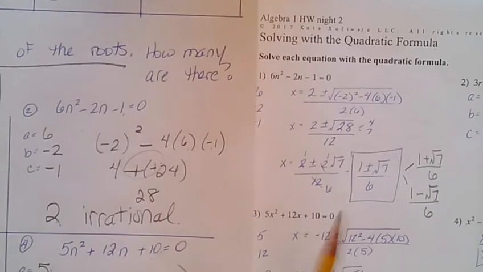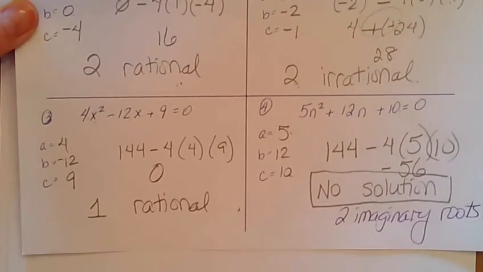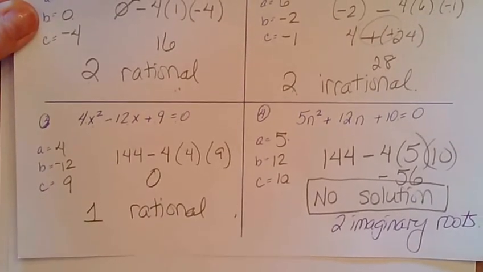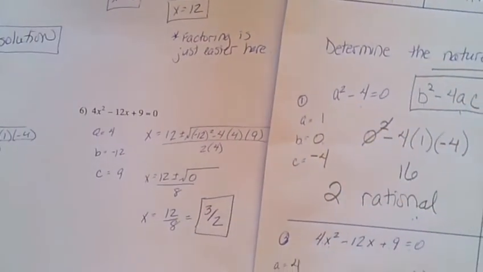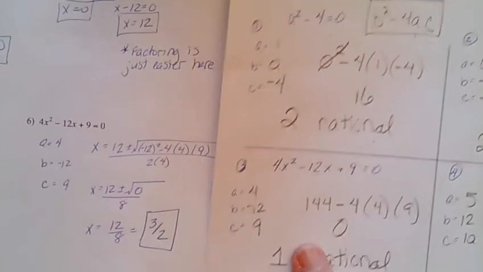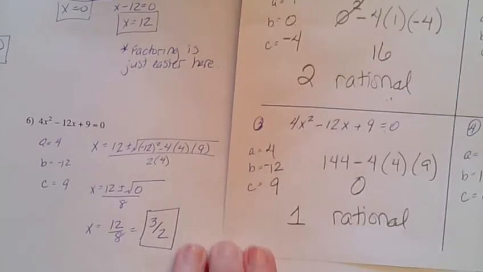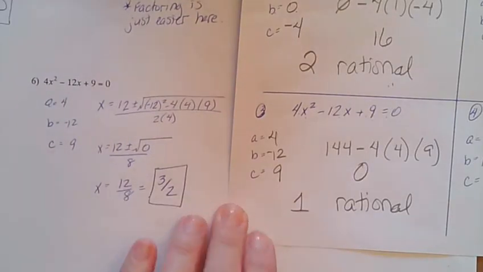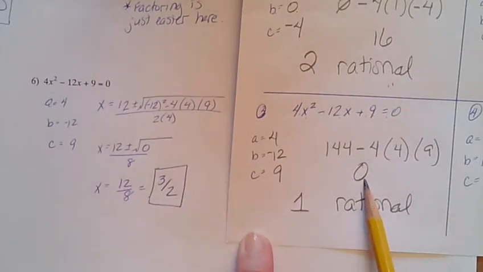The third example that you did here was this 4x squared. Oh, it's number 6. Okay. So that was number 6. Here's 4x squared. Let's put these side by side. So when we did this nature of the roots problem, we found a 0 to be our discriminant. So that meant one rational solution, one rational root, one answer.